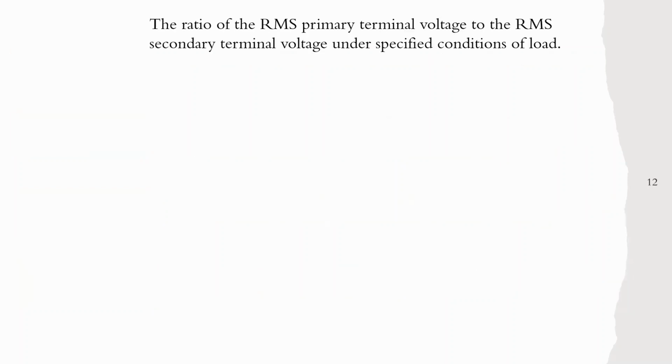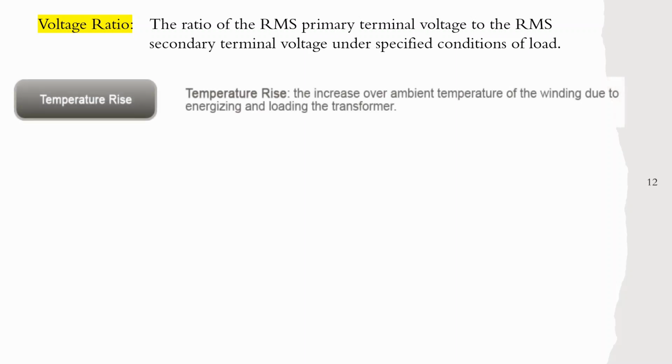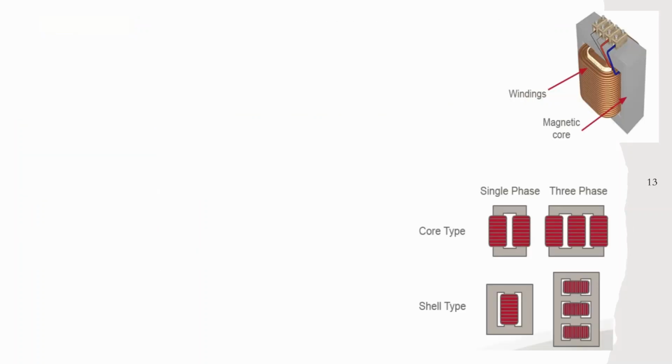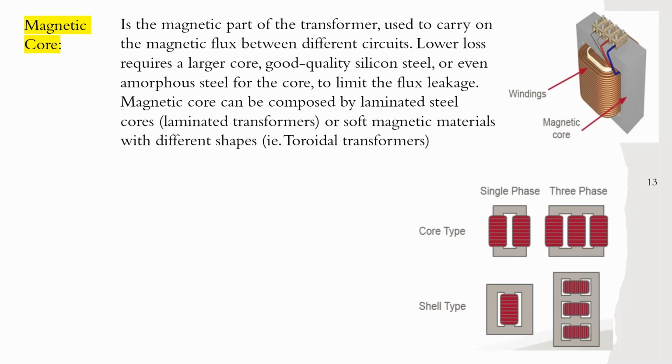Okay. Now voltage ratio. The ratio of the RMS primary terminal voltage to the RMS secondary terminal voltage under specified conditions of the load. So temperature rise, total losses, turn ratio. Okay. So magnetic core. What is the magnetic core? Magnetic part of the transformer used to carry the magnetic flux between different circuits. Loss requires a large core.